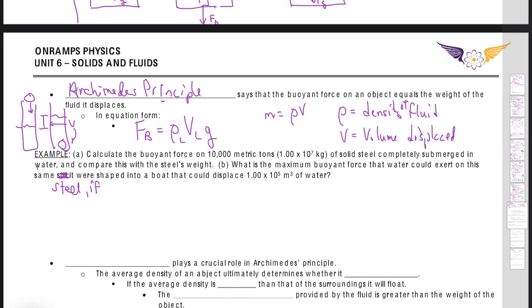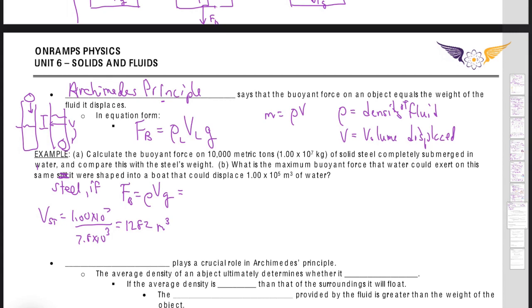Okay, so let's start with the first thing. How much buoyant force would be provided? We're going to do rho Vg. But what we need to do is find the volume of the steel. So the volume of steel would be the mass of steel, 1.00 times 10 to the 7th, divided by the density of steel, which if you go way back to the first or second page, we find is 7.8 times 10 to the 3 kilograms per cubic meter. So it tells us that there are 1,282 cubic meters of steel. And so I'm just going to plug that in.